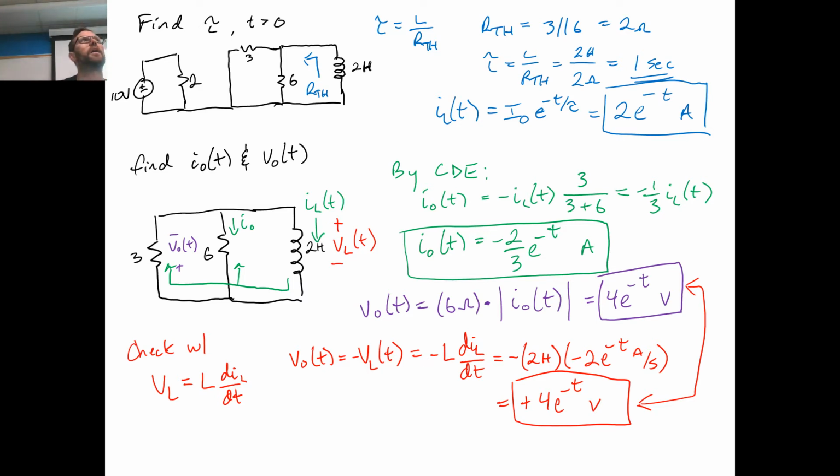All right, moving on. Or are there any questions for those of you here? Yeah, John. So when you found I naught of t, what happened to the tau? Right, so even in IL of t up here, remember, our tau ended up being 1 second. So the t over 1 just ends up being t. So we get negative 2e to the negative t over tau, tau being 1.